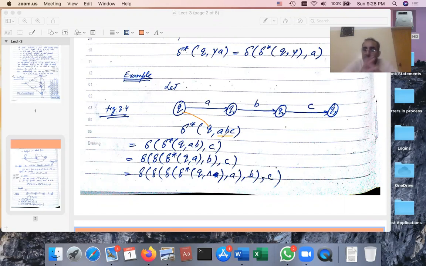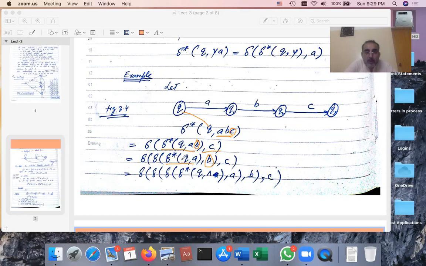Taking input alphabets from sigma multiple times, we have a string. So this is our string now. Now, how can we process it? So first delta, and then you can take this C out first. And then we have delta star Q comma AB as the remaining extended transition function. After that, take this B out, and we have another delta, and then delta star Q comma A is what we are left with.